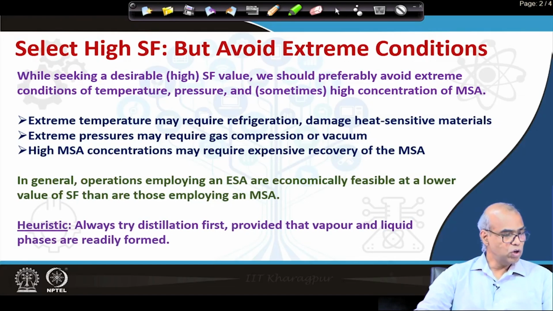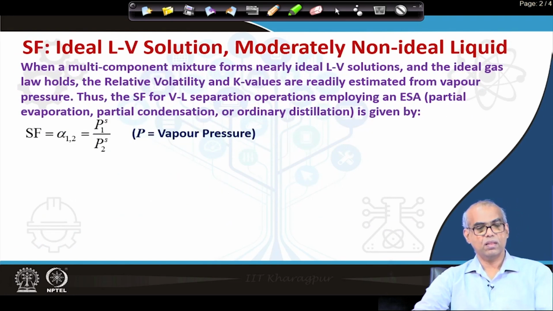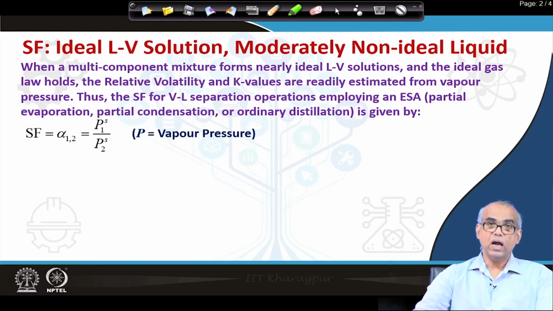So, let us follow a rule of thumb or heuristic or guideline. We will always try distillation first, provided vapor and liquid phases are readily formed. So, if vapor and liquid phases are readily formed, we will always try distillation first as the preferred method of separation, before liquid-liquid separation. Now, let us consider separation factor for ideal liquid vapor solution and moderately non-ideal liquid solution.